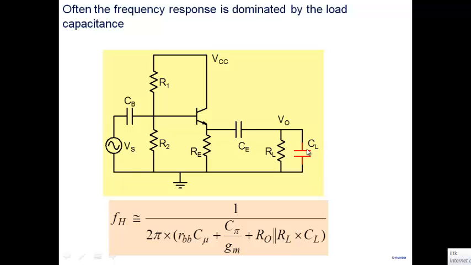Now, if you're driving a load with CL which is significant, as you recall, C pi's are in picofarads, 20, 30, 40 picofarads here. C mu is also in picofarads. If you end up driving a load CL which is 100 pF or 200 pF or a nanofarad or so, what you end up with is a large time constant here also, which you have to include as well. And then this is the dominant pole. The dominant pole now goes to a much lower frequency, because of this time constant here.